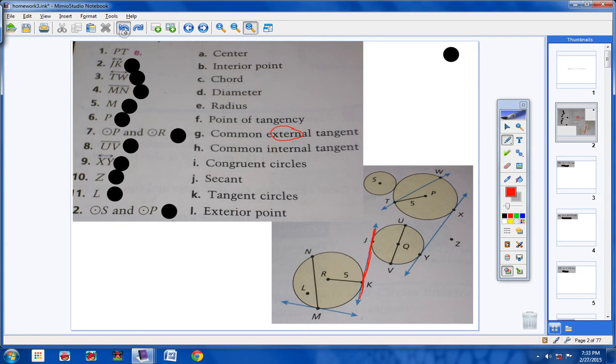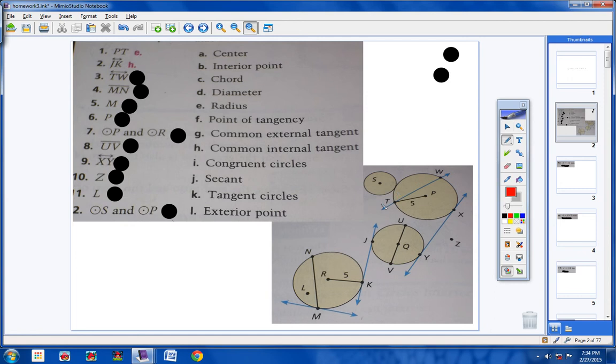That's the question. Well, if I were to draw a line that connected the center of this circle over to the center of this circle here, would this common tangent line cross that red line? Yes, it would. So we call that a common internal tangent, okay? So line JK is a common internal tangent, okay? Letter H.